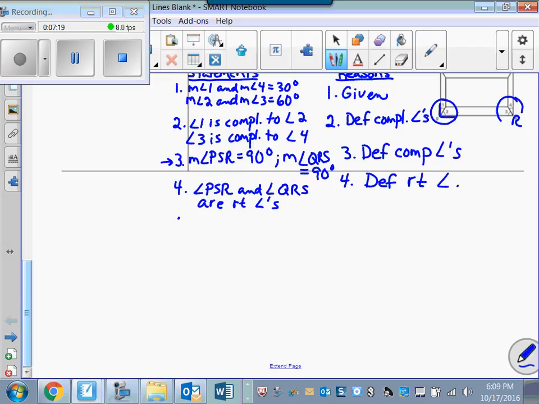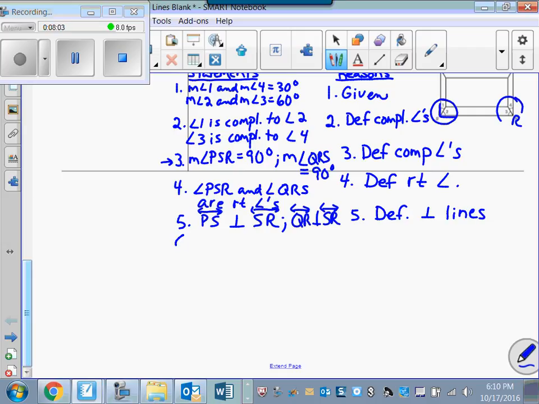All right, well, where does that get me? Well, where that gets me then is that I can say PS is perpendicular to SR. And likewise, I can say QR is perpendicular to SR. And how do I know that? Well, their intersection makes right angles. That's the definition of perpendicular lines. So that would be my reason there. Right, definition of perpendicular lines.